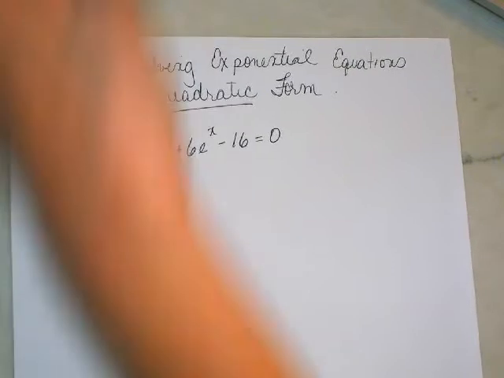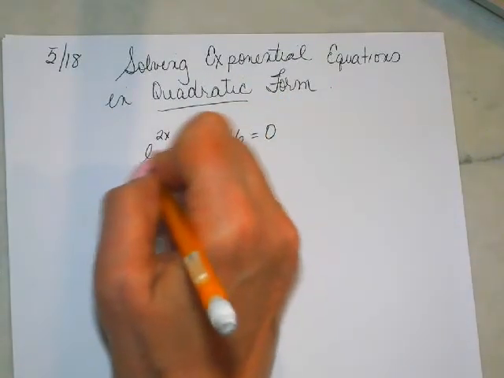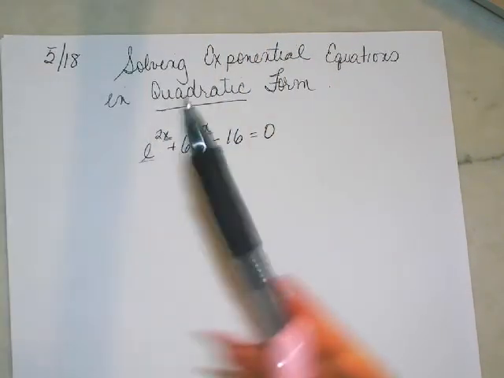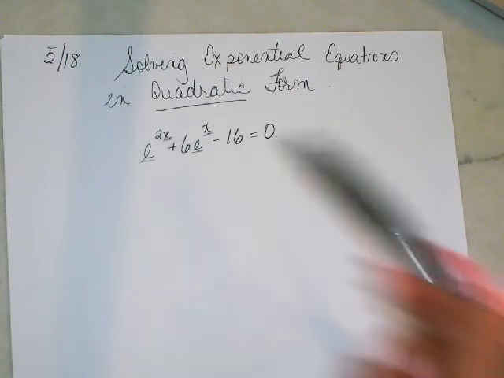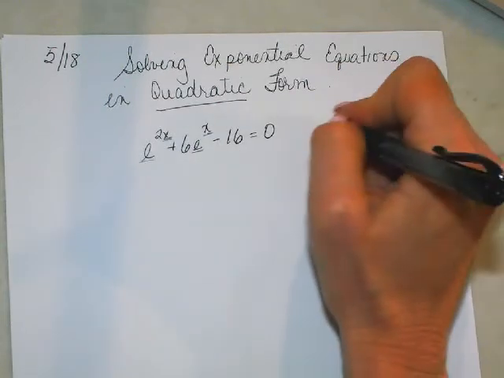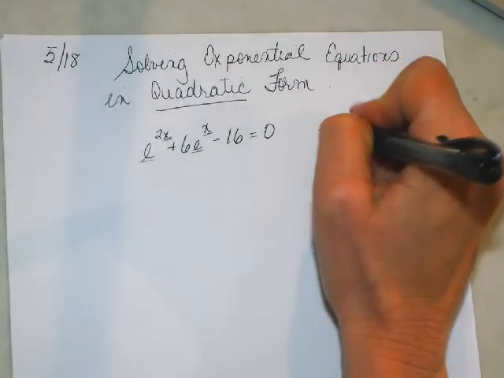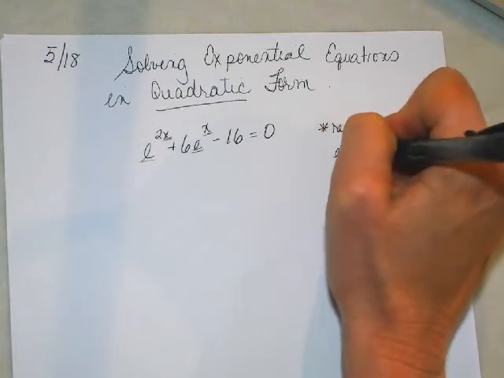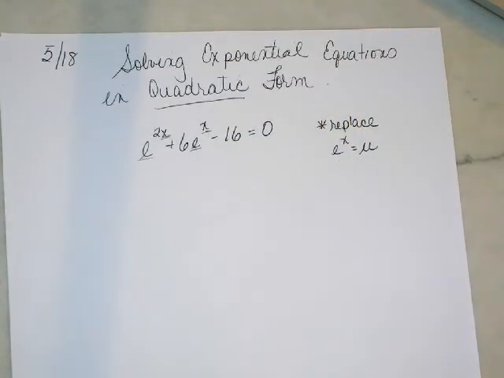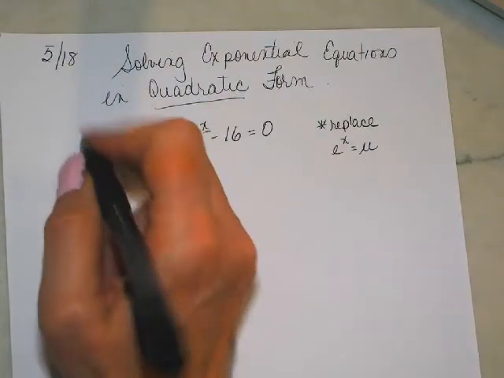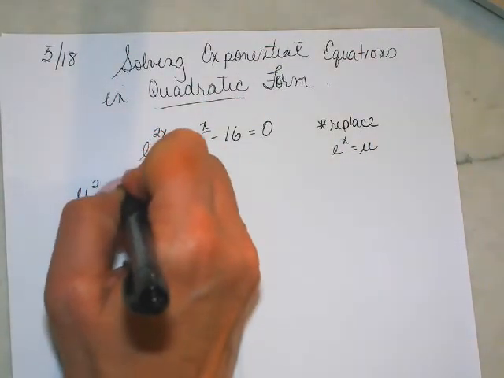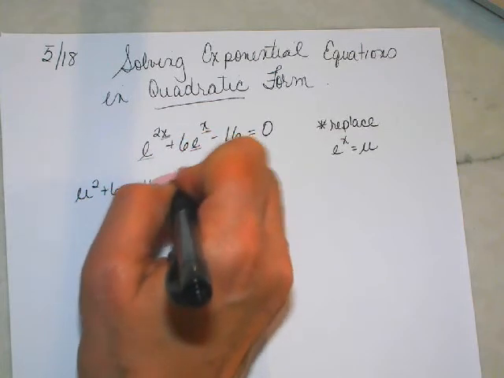So the thing that's different here is the e and the x. Because if it just said x squared plus 6x minus 16, you would know what to do. So what we're going to do is replace e to the x with u. I know you've done that before in some other classes with some other teachers. So if I do that, I get u squared plus 6u minus 16 equals 0.